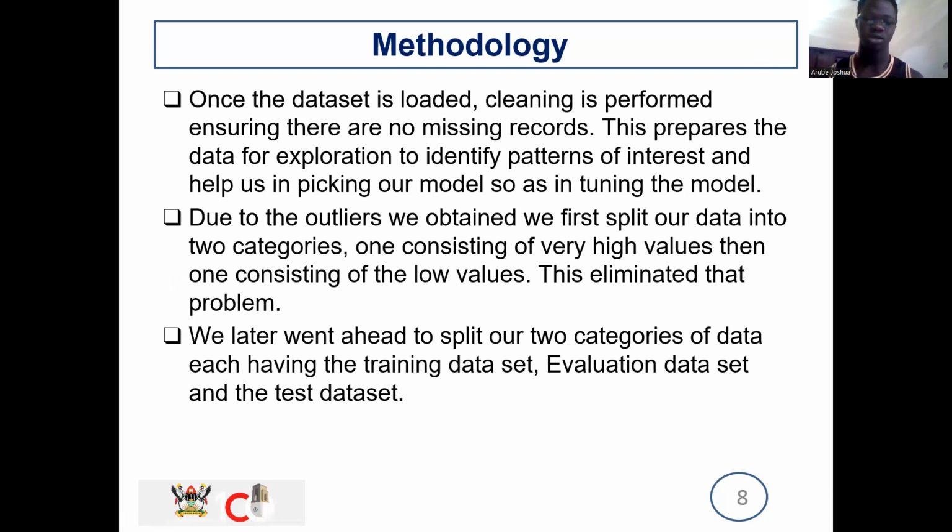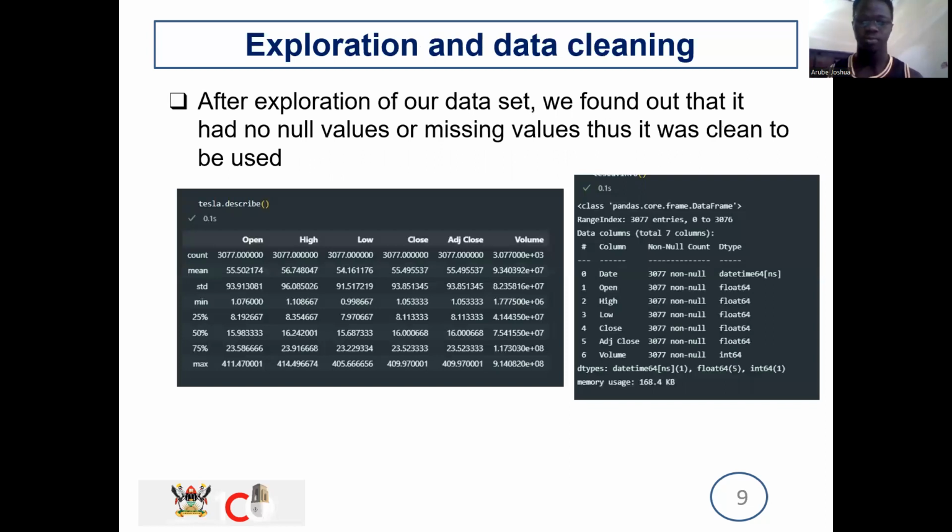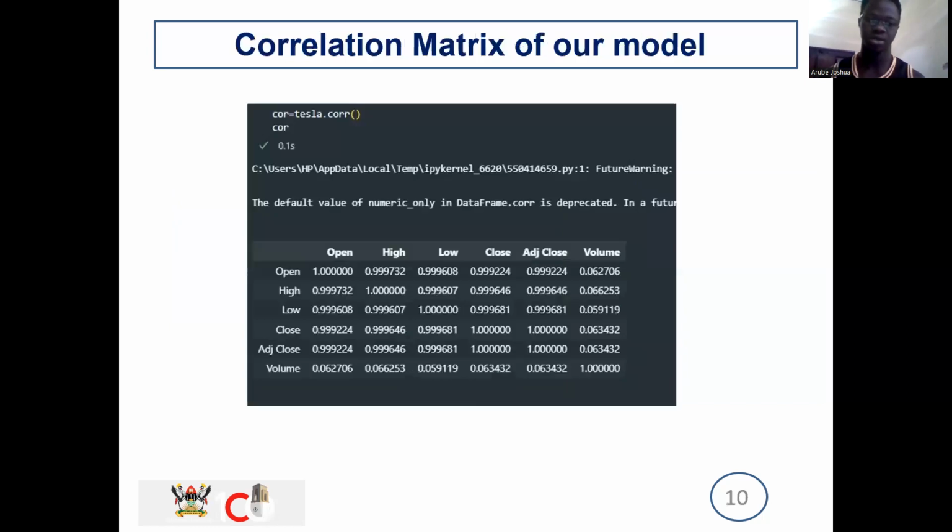So we looked at many ways. We did box plots, outlier plots, a heat map, a correlation matrix, and also a scatter plot, which falls under feature independence plots. So this was a sample of part of our data and the description of it. After cleaning, we checked and didn't find any missing values or records. So we were good to use our data.